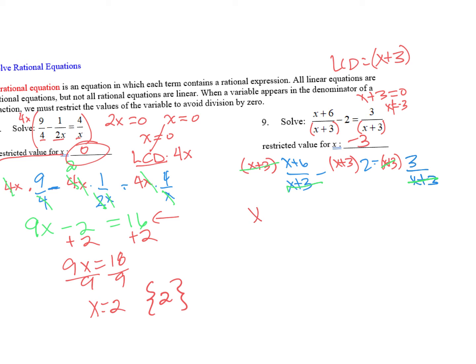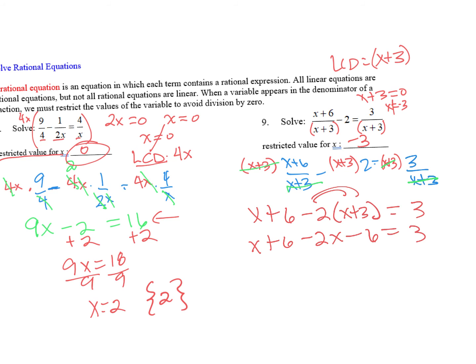So I'm left with x plus 6 minus 2 times x plus 3 equals 3. Now I can distribute, so x plus 6 minus 2x minus 6 equals 3. Combine like terms, that leaves me with negative x, plus 6 minus 6 cancels out, equals 3. Divide by negative 1, and I get x equals negative 3. The problem is, notice, negative 3 is my restricted value. So the solution I came out with is my restricted value. Therefore, I would have to say this was no solution.